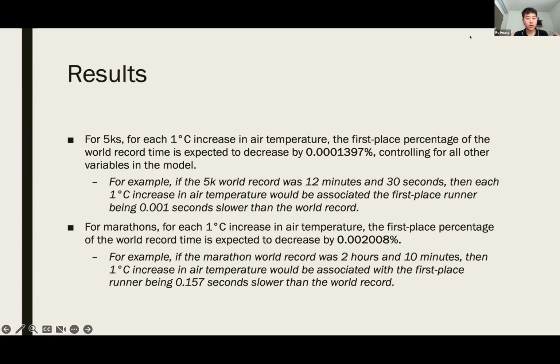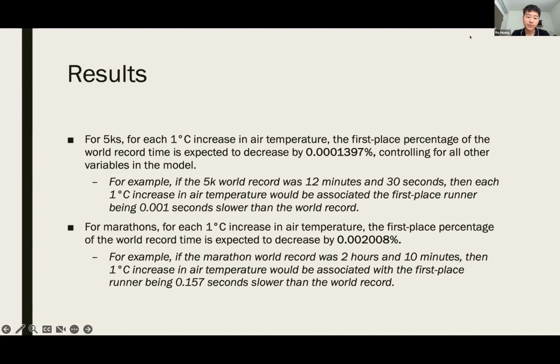To put this in more concrete terms, if we imagine that the 5K world record was 12 minutes and 30 seconds, a number I pulled from a given year, then a 1 degree increase in air temperature is associated with the first place runner being 0.001 seconds slower than the world record. Again, for those a little unfamiliar with the running world, this is quite significant, especially considering that at these elite races, the seconds and milliseconds really matter, and this is only for a marginal 1 degree Celsius increase in air temperature.